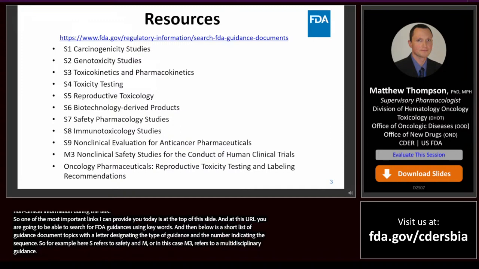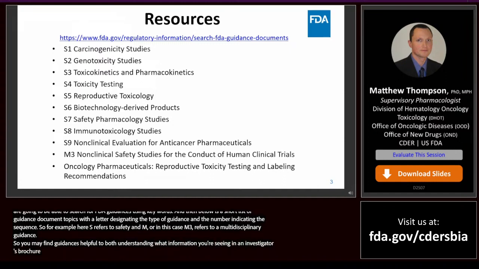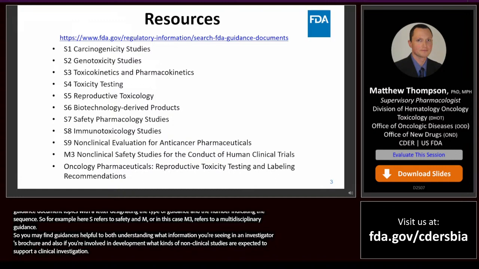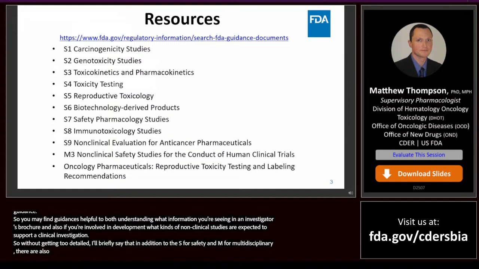So you may find guidances helpful to both understanding what information you're seeing in an investigator's brochure, and also, if you're involved in development, what kinds of non-clinical studies are expected to support a clinical investigation. So without getting too detailed, I'll briefly say that in addition to the S for safety and M for multidisciplinary, there are also guidances which are Q for quality and E for efficacy.